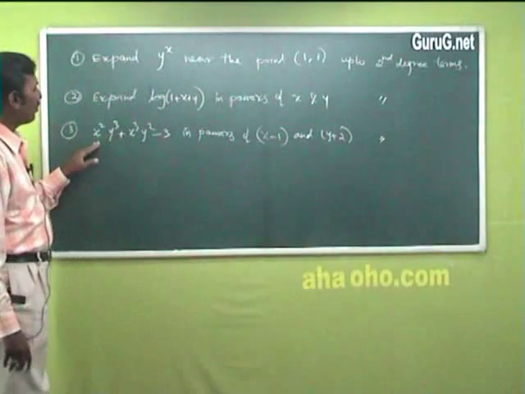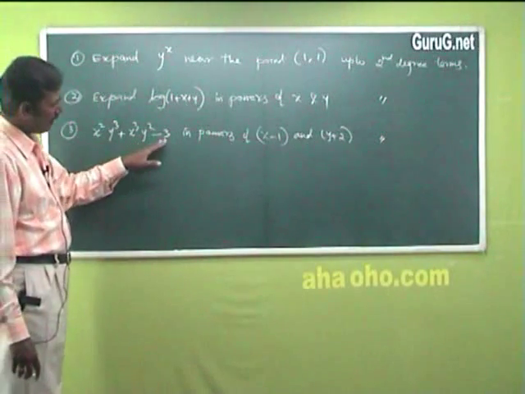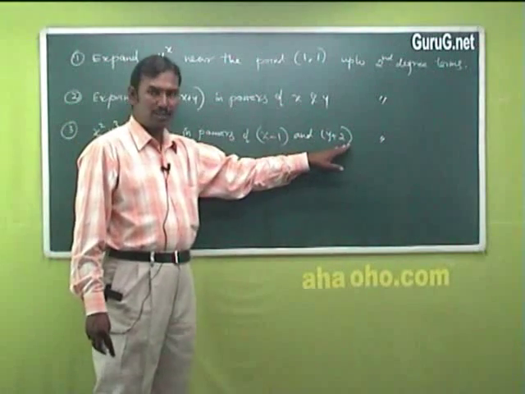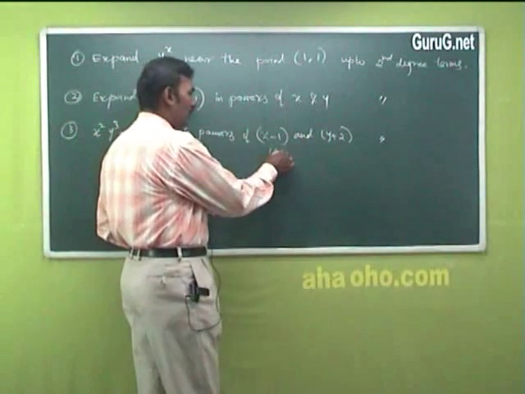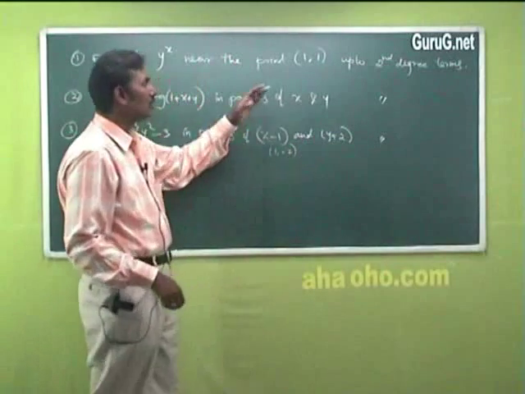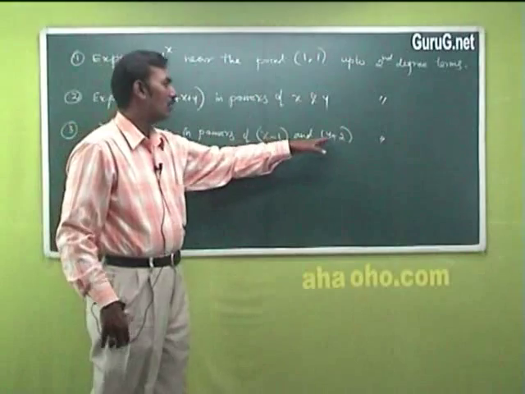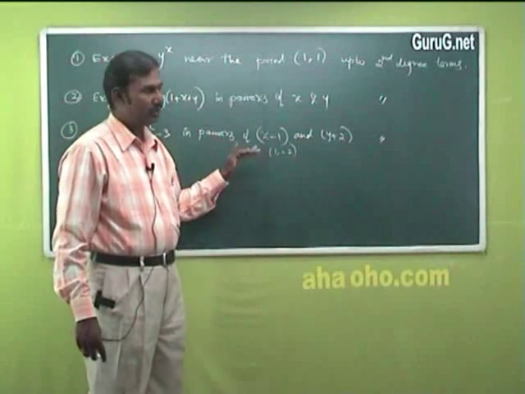Here, x squared y cube plus x cube y squared minus 3, in powers of x minus 1 and y plus 2. So here the point is (1, minus 2). Instead of giving the point (1, minus 2) directly, they have given it as in powers of x minus 1 and y plus 2, like that. Right? You try these three problems.